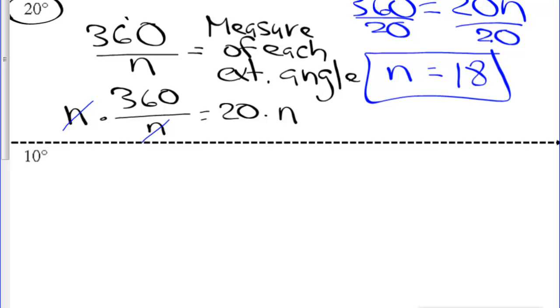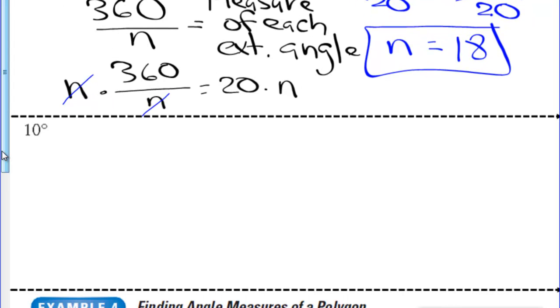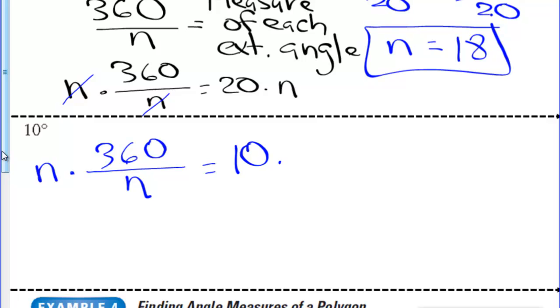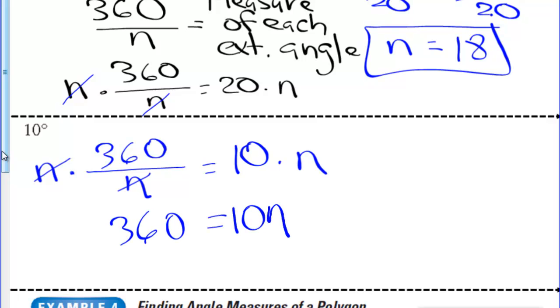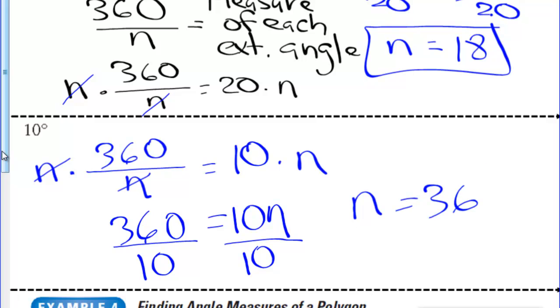Okay, next problem. You're going to set it up the same way. So 360 divided by n equals the measure of one of the angles, or each angle, which is each exterior angle, which is given to be 10 degrees. Multiply both sides by n. So we get 360 on the left side, 10n on the right side. Divide by 10, and we get that n is equal to 36.